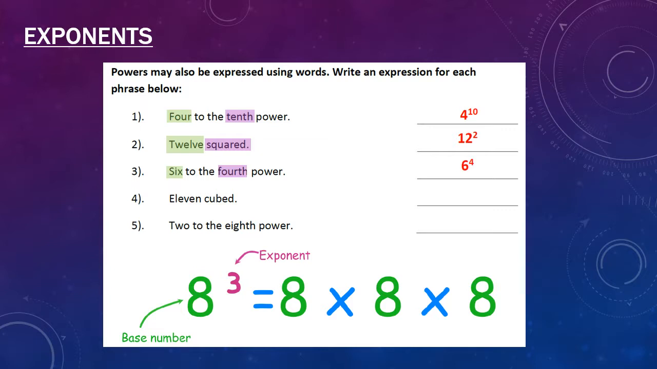Pause the video and see if you can fill in the last two by yourself. Welcome back. Hopefully you did pause the video and you're not cheating. 11 cubed, 11 is my base. Cubed is one of those fancy words we learned about on the front of your page. Cubed means has an exponent of 3. Last one, 2 to the 8th power means I have a base of 2 and an exponent of 8.